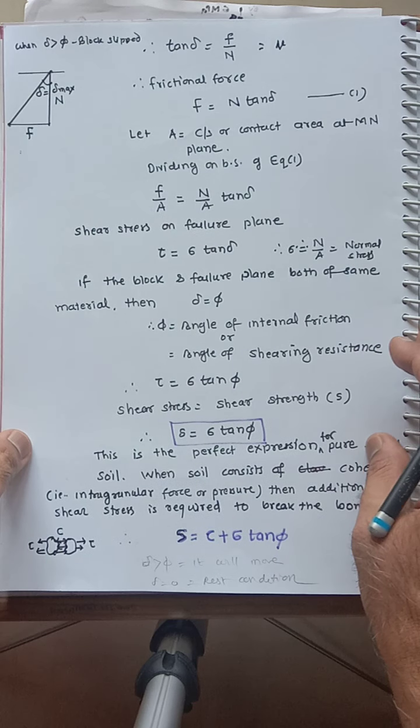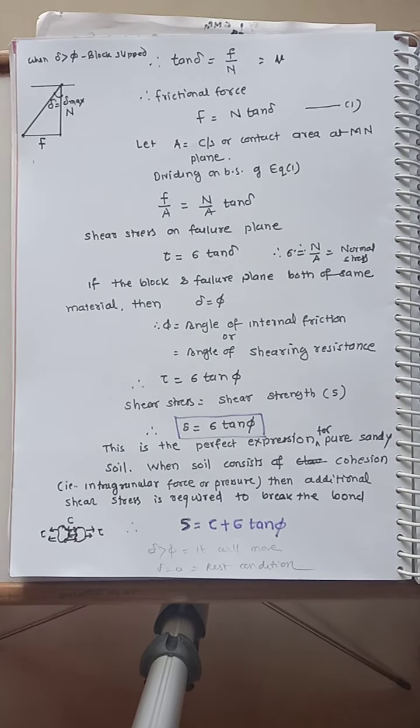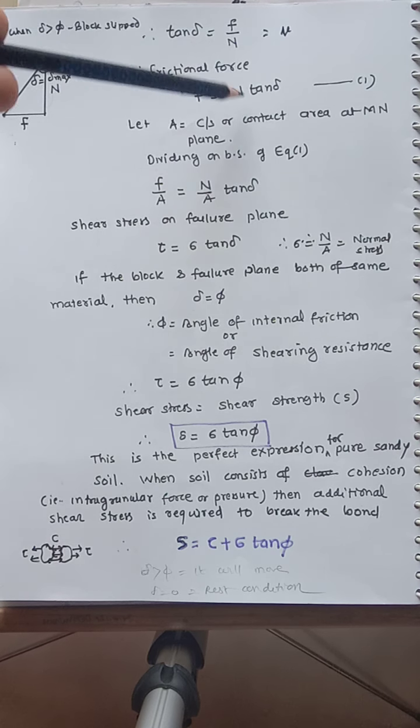If you see the same condition geometrically here, we have the values of F and N, and the angle is delta. If I take tan of delta, then it is F opposite upon N adjacent, F upon N. This is also called the coefficient of friction, mu. Therefore the horizontal component F, the frictional resistance, is equal to N into tan delta.